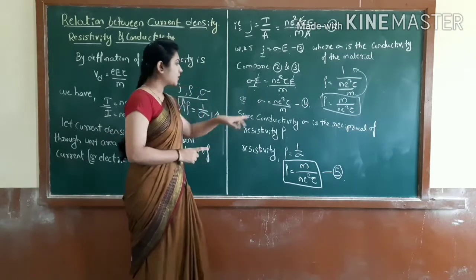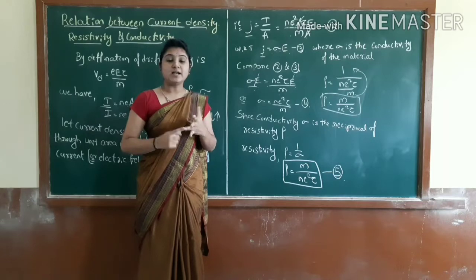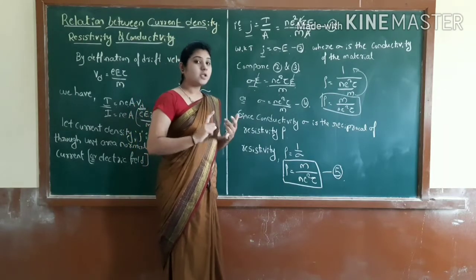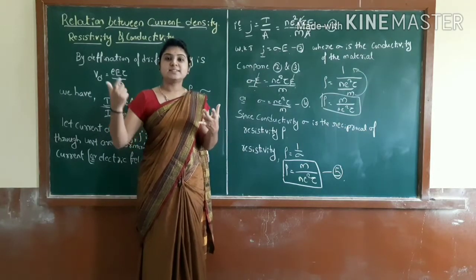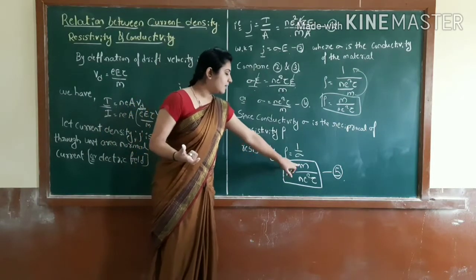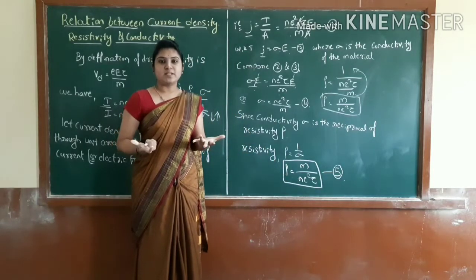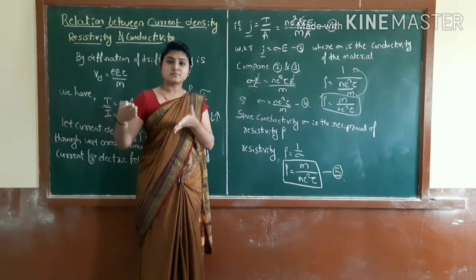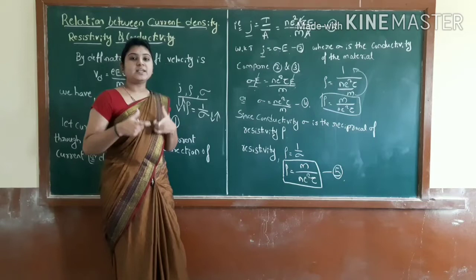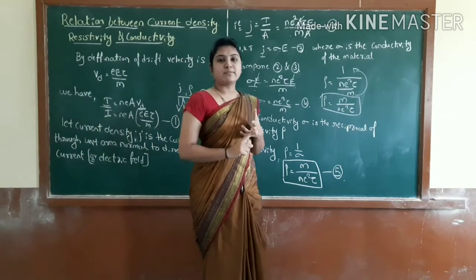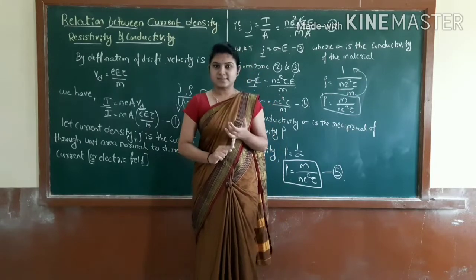So here we established the relationship between the conductivity and the current density. Now making the conductivity reciprocal, that is resistivity, resistivity will be m divided by n e square tau. That is the relationship between the resistivity and the current density. So from this we established the relationship between the current density, conductivity and the resistivity.